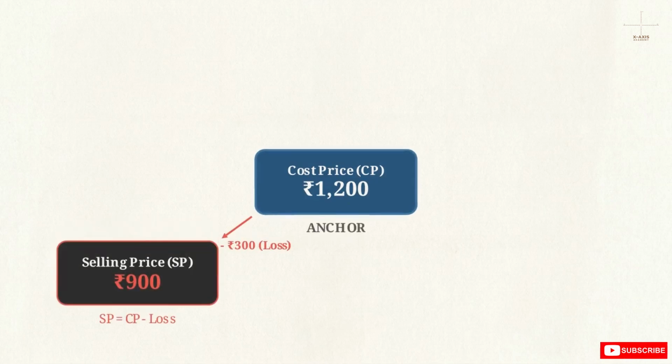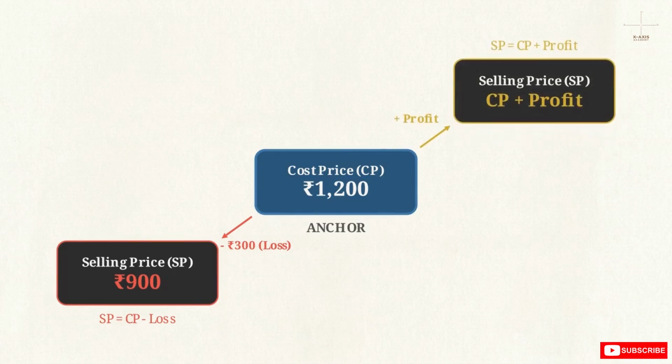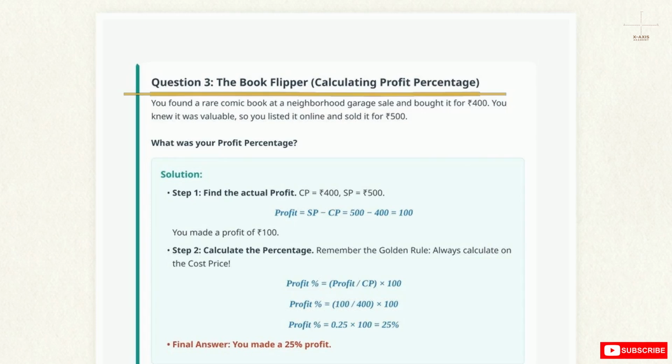Notice how the selling price is always anchored to that initial cost price, adjusting up when you win and down when you lose. Moving to question 3, we see a rare comic book bought for 400 rupees and sold for 500. We can easily see the cash profit here, but to compare this success to other deals, we need to calculate the percentage. First, we find the absolute cash profit by subtracting the 400 rupee cost price from the 500 rupee selling price. That leaves a clean 100 rupees in profit.